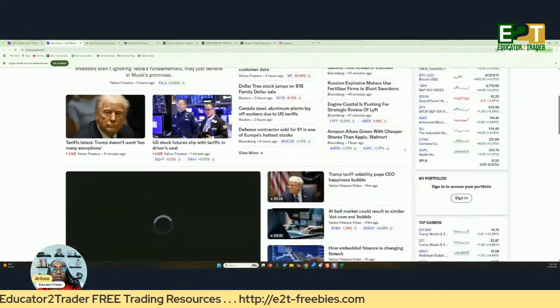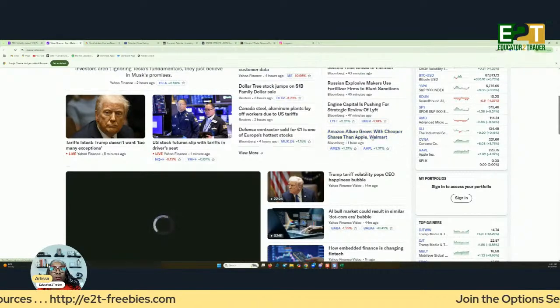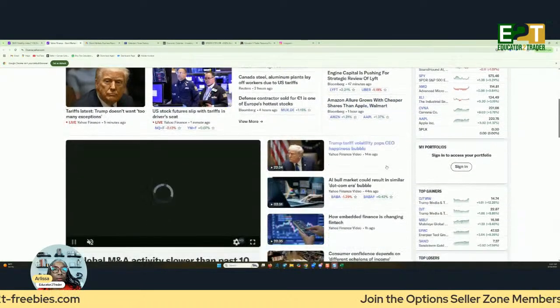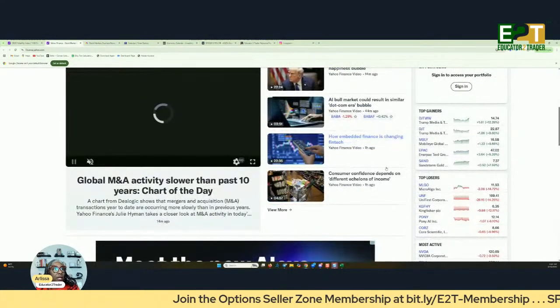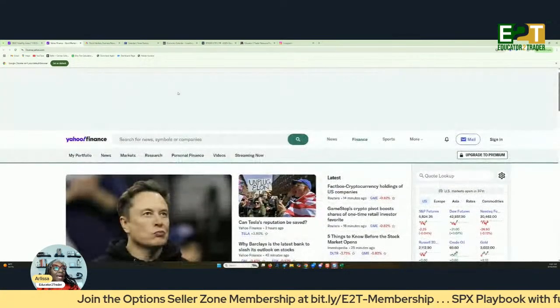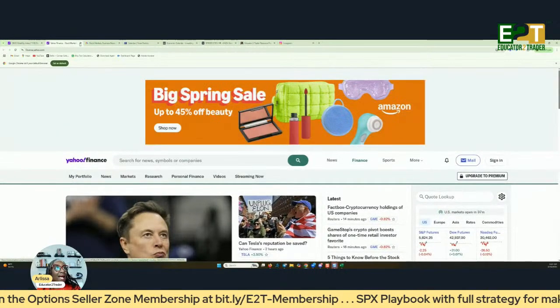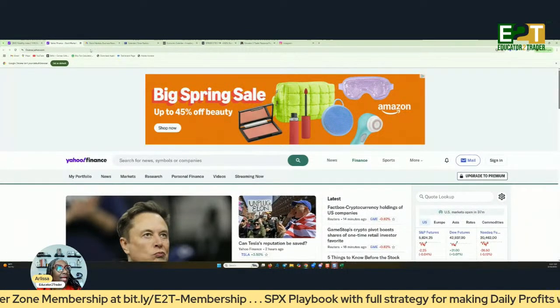See if anything else is interesting here. Amazon allure grows with cheaper shares than Apple and Walmart. Oh, okay. Just looking to see what's in the headlines. What's in the headlines?